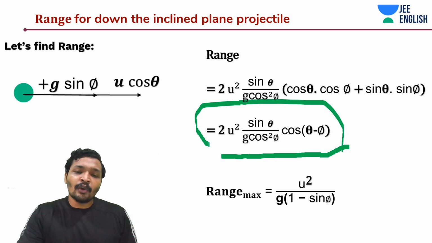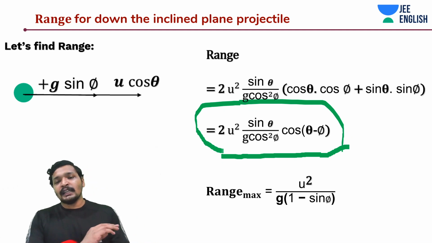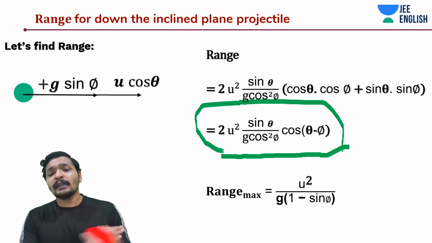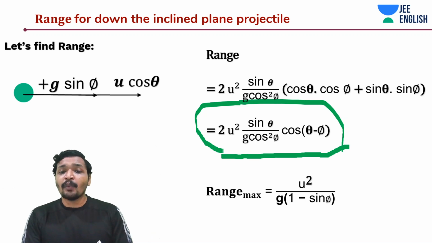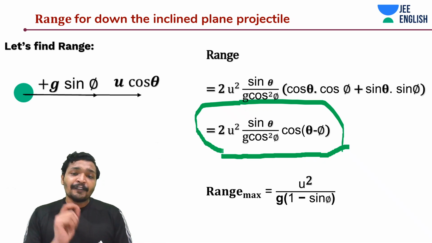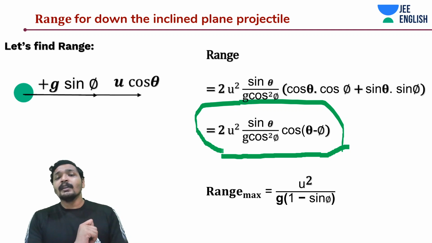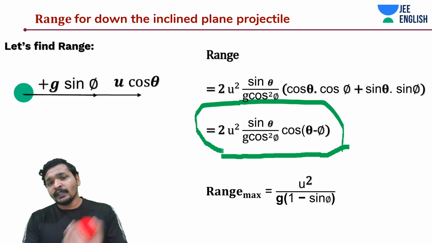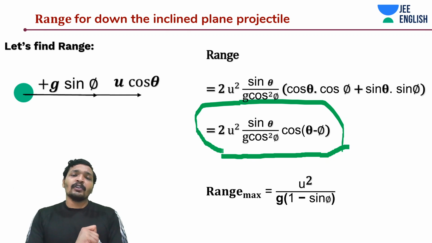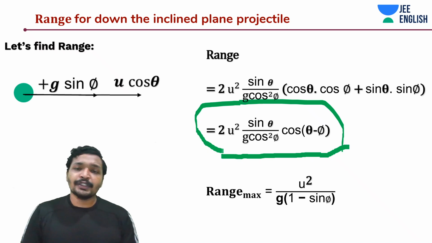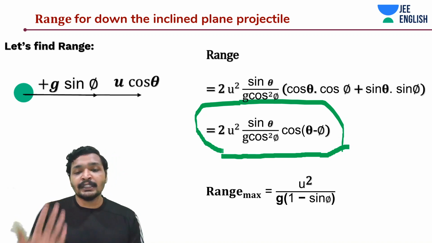But guys, did you notice the difference between the range of an object projected at the same angle on the same inclined plane, but from the bottom of the plane up the inclined plane, and the object projected from the top of the inclined plane down the inclined plane at the same angle and same velocity? What is the difference? The difference is the range. Because up the inclined plane, the x-axis velocity is being drained by the resolved component of gravity, whereas down the inclined plane it is accelerating the motion. That means it will also cover more range.